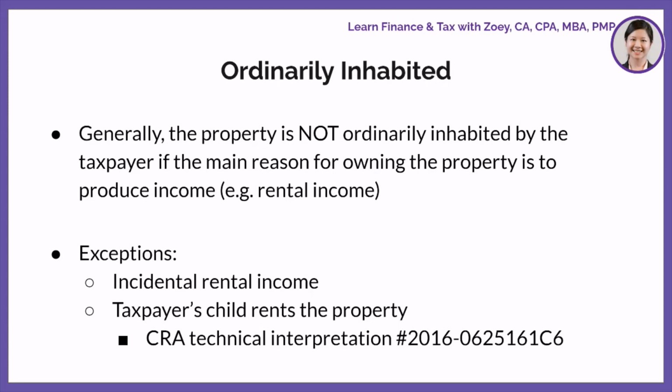If the main reason for owning the property is to generate income, the property will not be considered to be ordinarily inhabited by the taxpayer. There are some exceptions. If you are only earning incidental income from your property, you are not considered to own the property mainly for the purpose of generating income. If the main reason for owning the property is to earn income, and you rent the property to your child, then you can still designate the property as your principal residence.